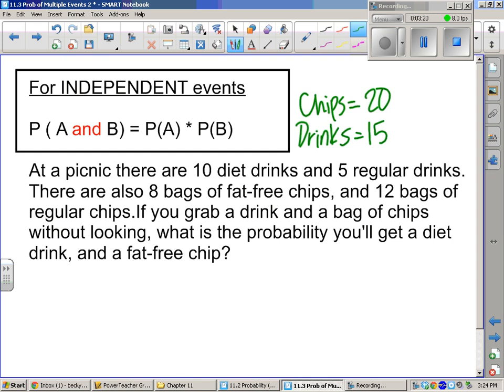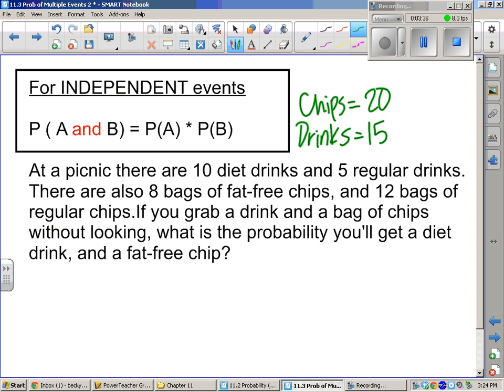If you grab a drink and grab a bag of chips without looking because you're in a hurry to get to the volleyball game, what's the probability you'll get a diet drink and a fat-free chip? Well, we have to determine whether these are independent or not. And I think that chips is like your milk and your cookies. Yeah, they don't affect each other.